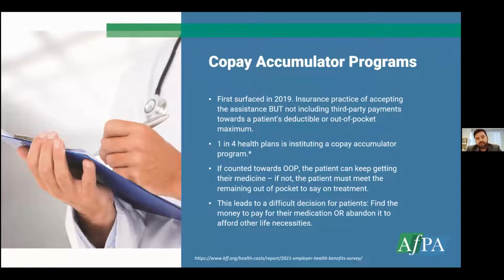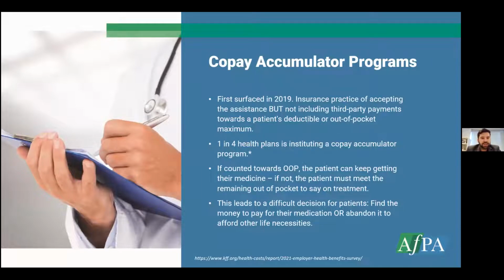And so now, how are insurers responding to these new assistance programs that I mentioned earlier? How are they reacting to manufacturers requiring patients to get this assistance in order to afford their medications? Well, they're working on new programs called copay accumulator programs. We first saw these surface around 2019, and this is the practice in which insurance companies will accept the assistance that patients are using to pay for their medications. However, they won't include that assistance in their third-party payments, in their patient deductible, as well as their out-of-pocket maximum. And this is unfortunate because according to recent Kaiser Family Foundation information, 1 in 4 health plans are instituting a copay accumulator program at some level.